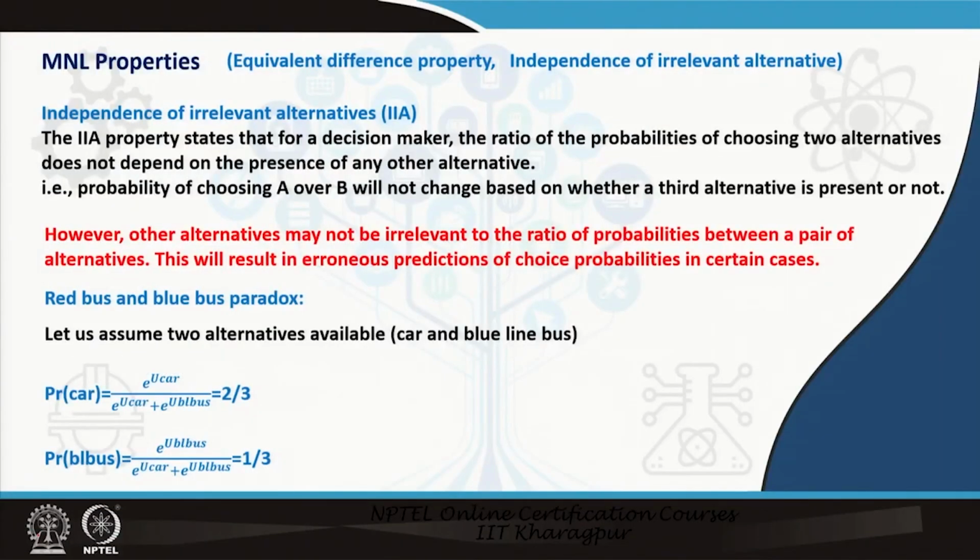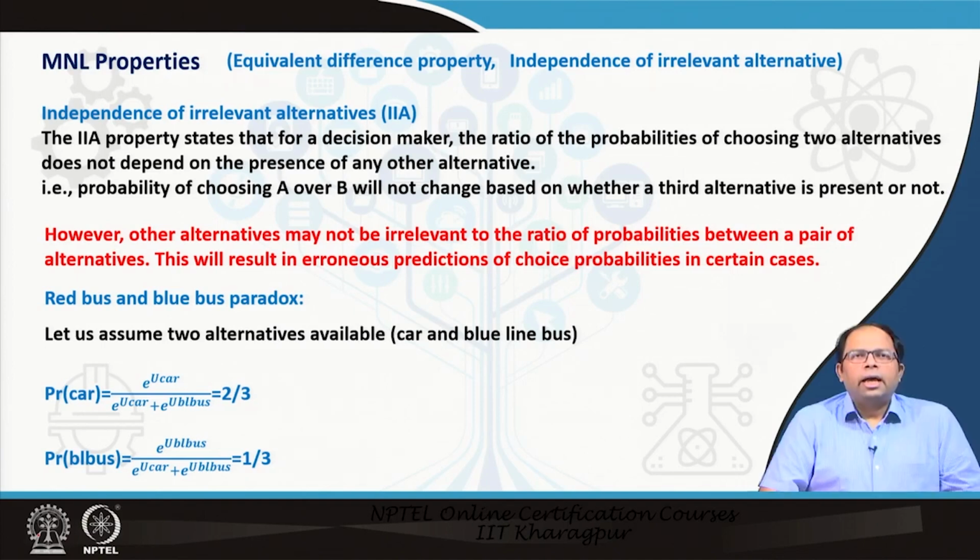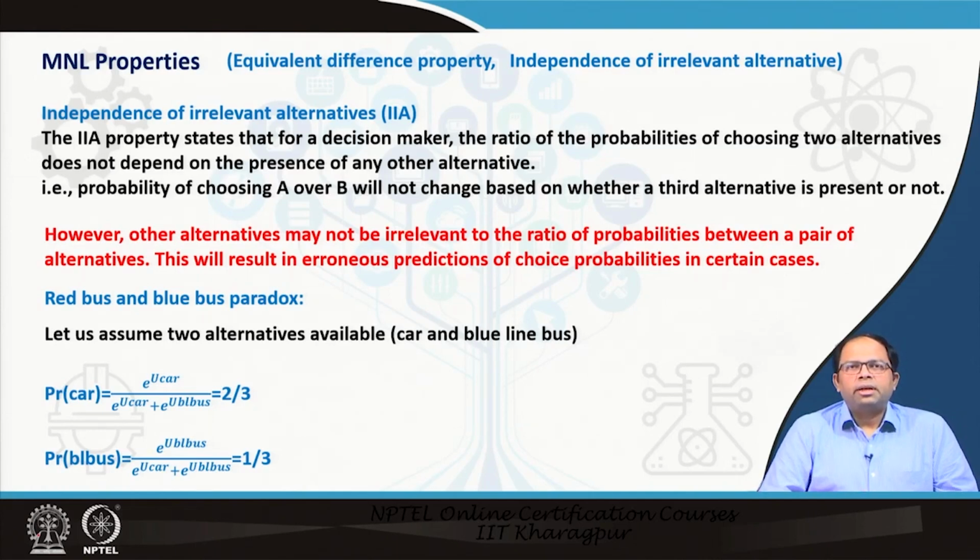When we discussed the MNL model, we discussed two properties. One is the equivalent difference property and the other is the independence of irrelevant alternatives property. Both properties are very important and they give MNL its strength as well as certain weaknesses. First, we will talk about one of these weaknesses, the IIA property. The IIA property states that for a particular decision maker, the ratio of probabilities of choosing two alternatives does not depend on the presence of any other alternative. That means the probability of choosing A over B will not change based on whether a third alternative is present or not.